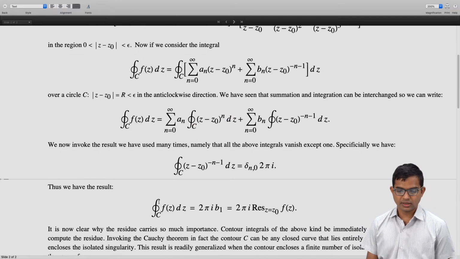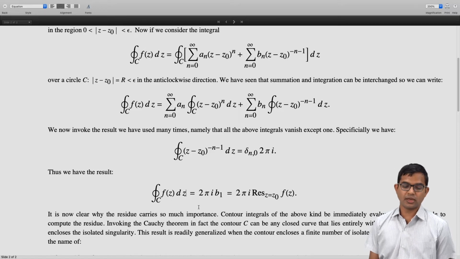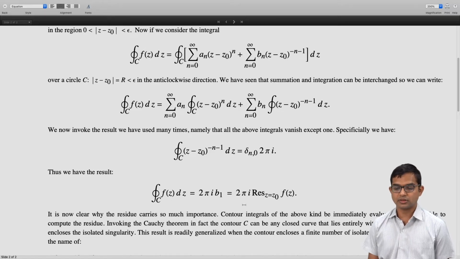So we have this result that the integral over C of f of z dz is 2 pi i b1, but b1 has a special name: it's called the residue of this function f of z at the isolated singularity z equal to z naught. So this is the reason why this coefficient has a special name.